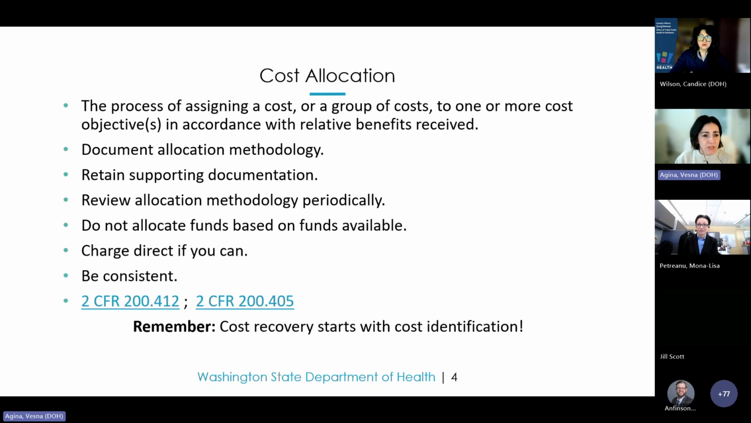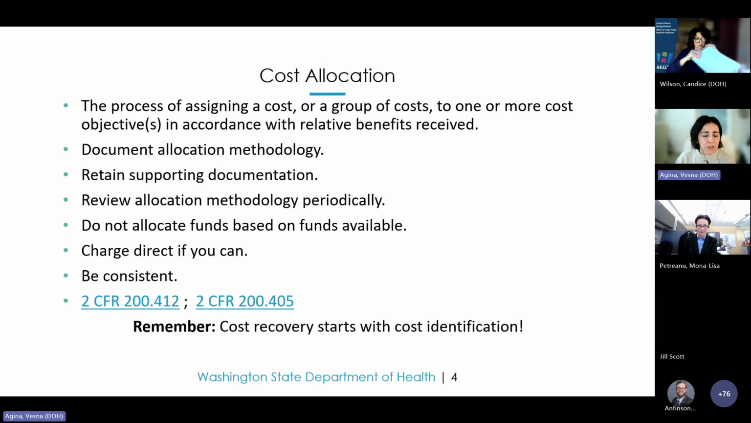It's also very important that you keep all the supporting documentation, because our fiscal monitoring staff, when they go to do the site visits, would probably ask to see if you have any documentation regarding your cost allocation policies. Cost allocation is also something that should be reviewed periodically, because businesses change, or the way that entities work changes, and they're getting different funding. So it's very important to review those methodologies periodically.